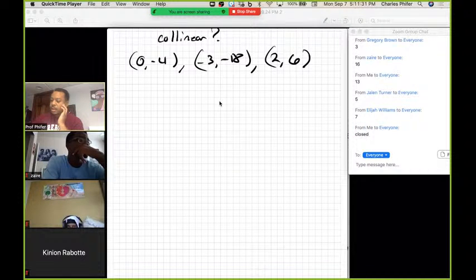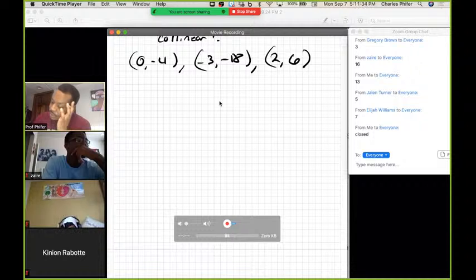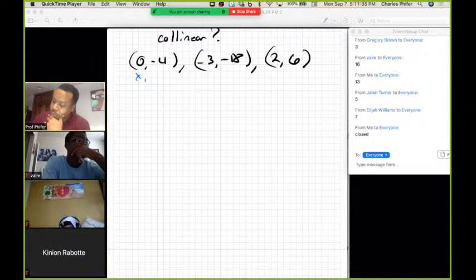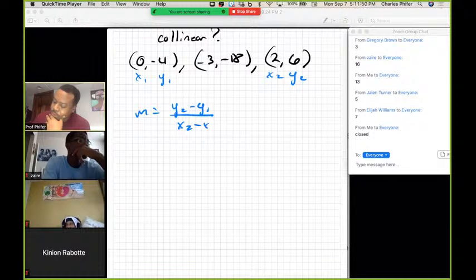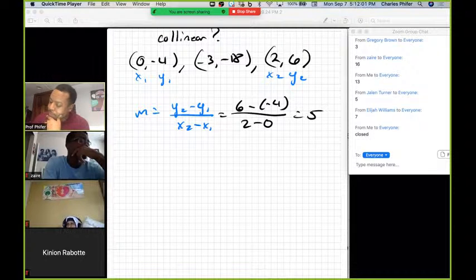to find the equation of the line. I'm going to choose the first and the last. So I'm going to let this be my x1, y1, and this be my x2, y2. Let's see. So I can find the slope. Slope is going to be y2 minus y1 over x2 minus x1, right? So then that's going to be 6 minus a -4 divided by 2 minus 0. That's 5 ultimately, right? That's a 10 divided by 2 is 5.